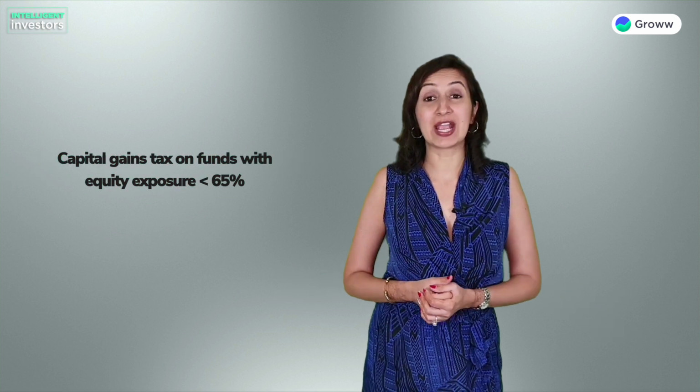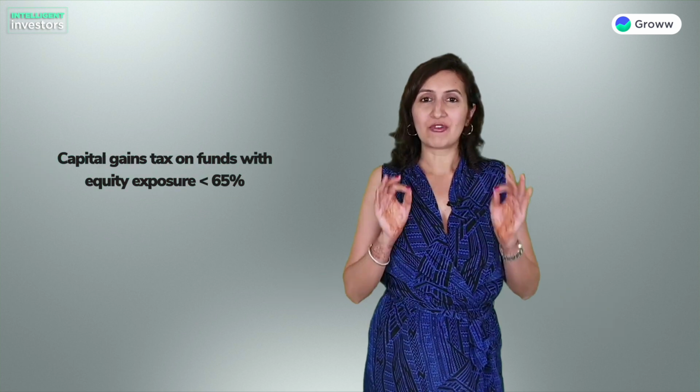Capital gains tax on funds with equity exposure less than 65%. For funds with less than 65% equity exposure, STCG is taxed according to the income tax slab for a holding period of up to 3 years, while LTCG is charged at 20% of gains with indexation benefit for a holding period of more than 3 years. Under indexation, the original purchase price is adjusted up for inflation while calculating the capital gains. This is mainly done to prevent excess taxation on gains arising from general economic inflation. Indexation is applicable only for LTCG for funds with less than 65% equity exposure.